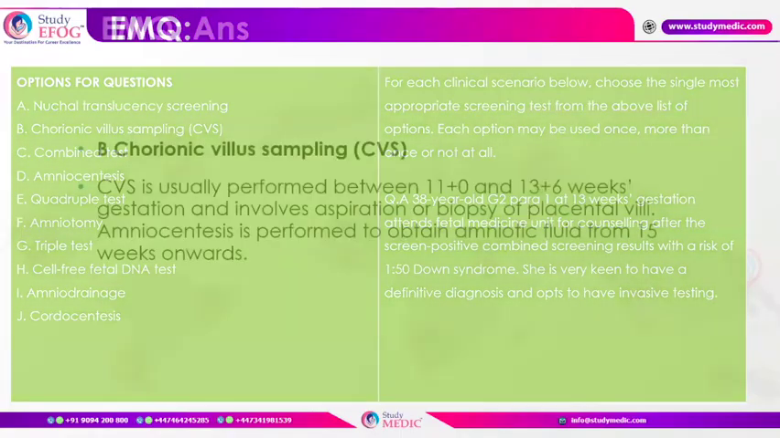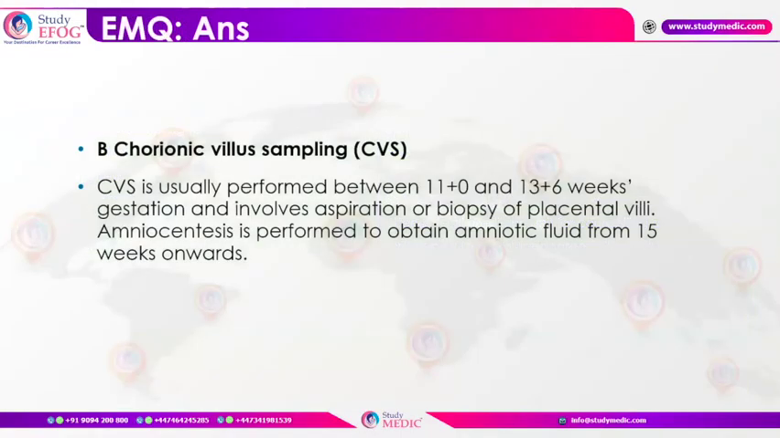So our option will be chorionic villus sampling, because she is at 12 weeks. CVS is usually performed between 11 and 13 plus 6 weeks and involves aspiration biopsy of the placental villi. And amniocentesis, as we all know, is performed after 15 weeks of gestation and involves sampling the amniotic fluid around the baby.